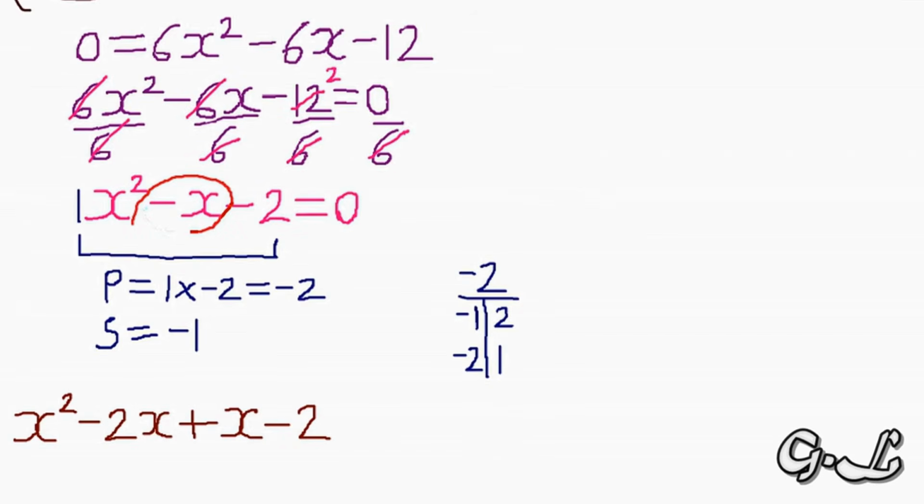So in the expression that we had, which is x power 2 minus x minus 2 is equal to 0, negative x has been eliminated. Negative x has been replaced by negative 2x plus 1.